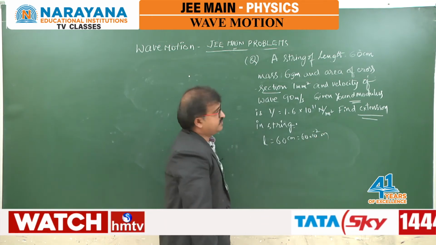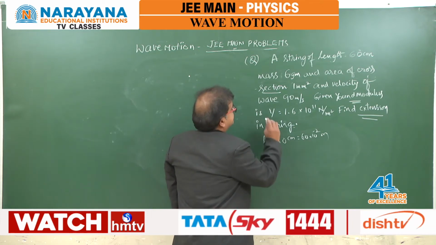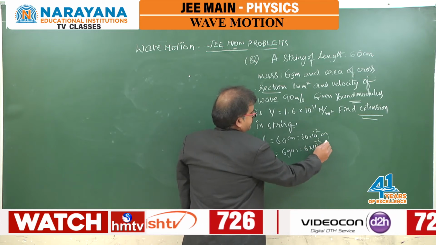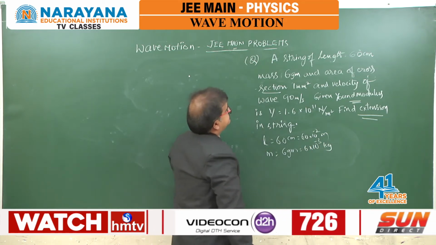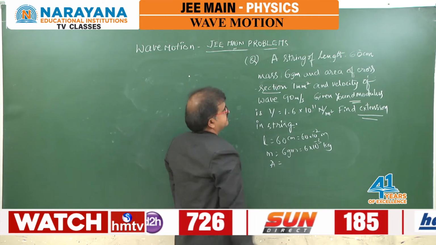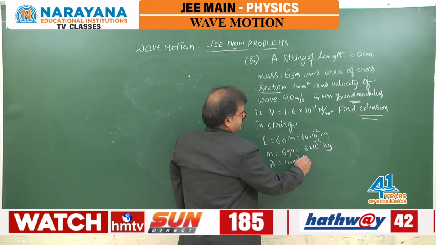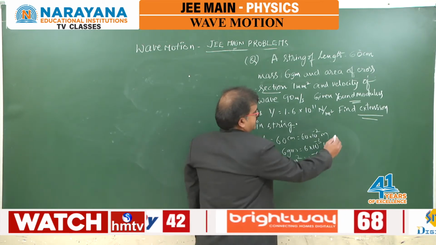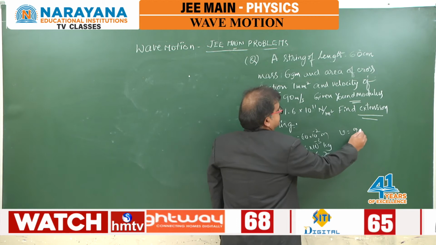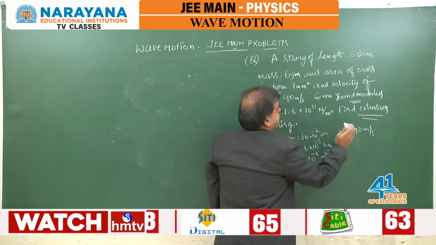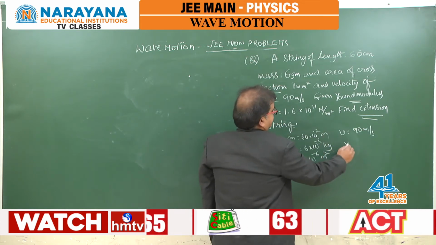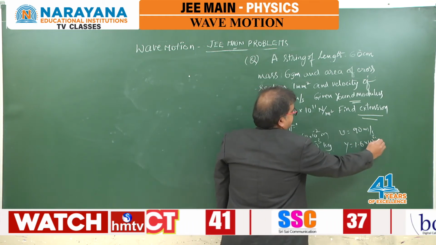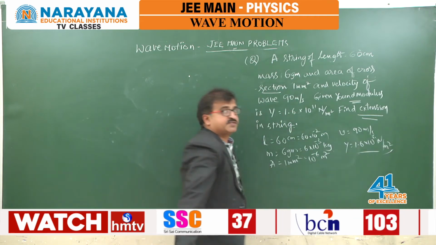Let us convert them into the SI system. Mass M equals 6 grams, 6 into 10 power minus 3 kg. Area of cross section 1 mm square, that is 10 power minus 6 meter square, and the velocity of the wave is given as 90 meters per second, and Young's modulus is 1.6 into 10 power 11 Newton per meter square.